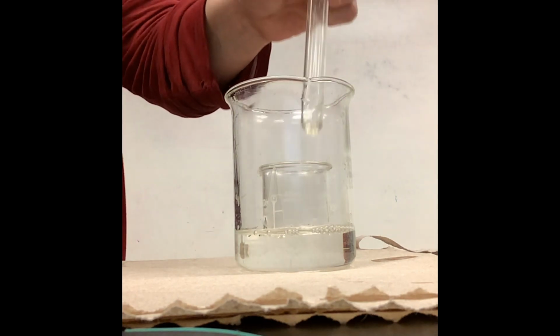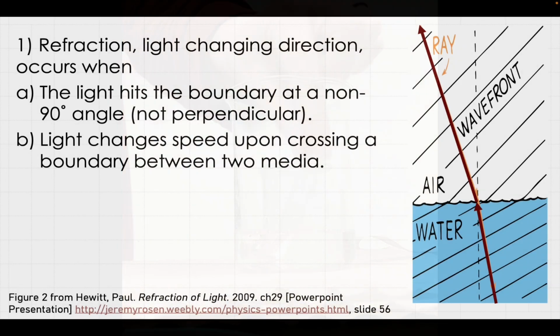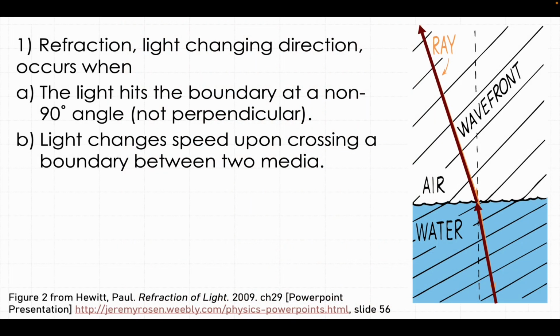Well, actually, it's not refracting. As you can see, these two rays are not actually parallel to each other. There is a change in direction that occurs at the boundary.